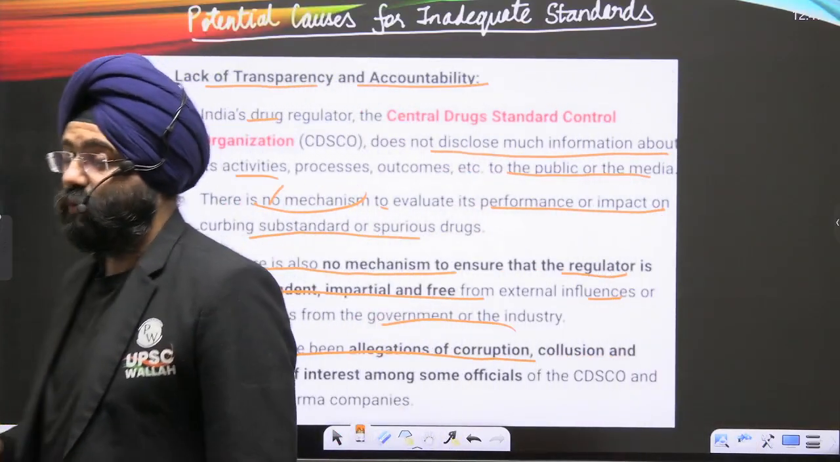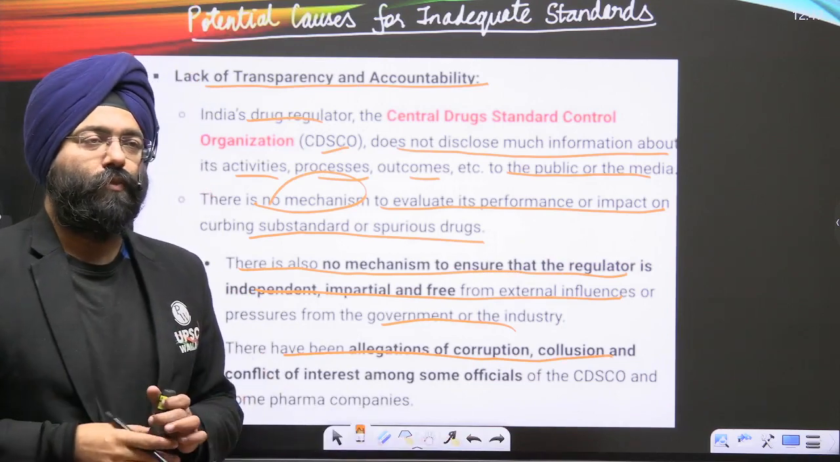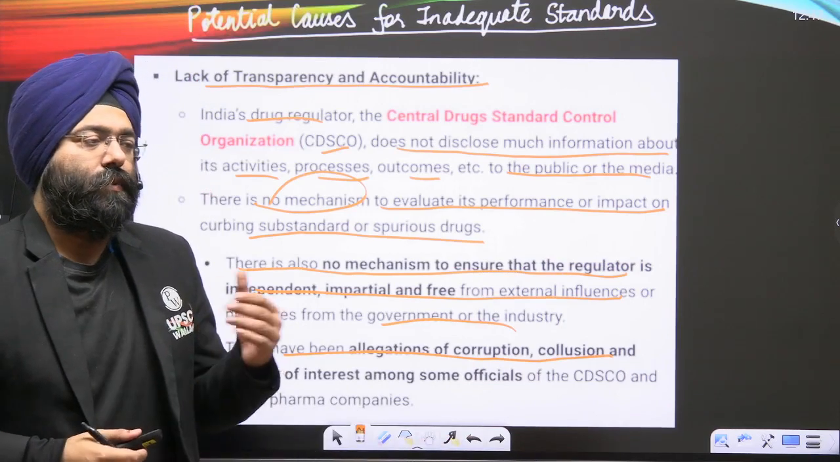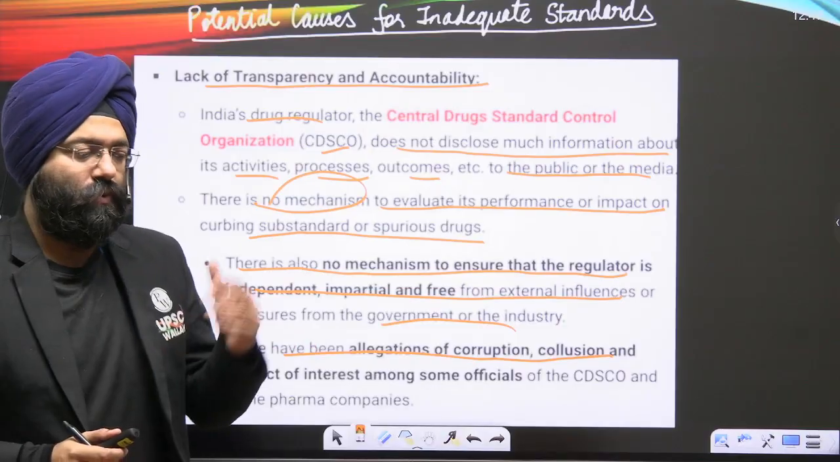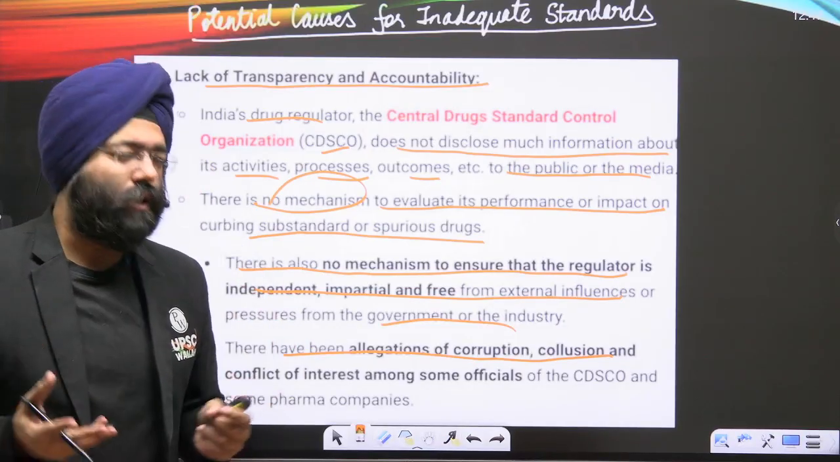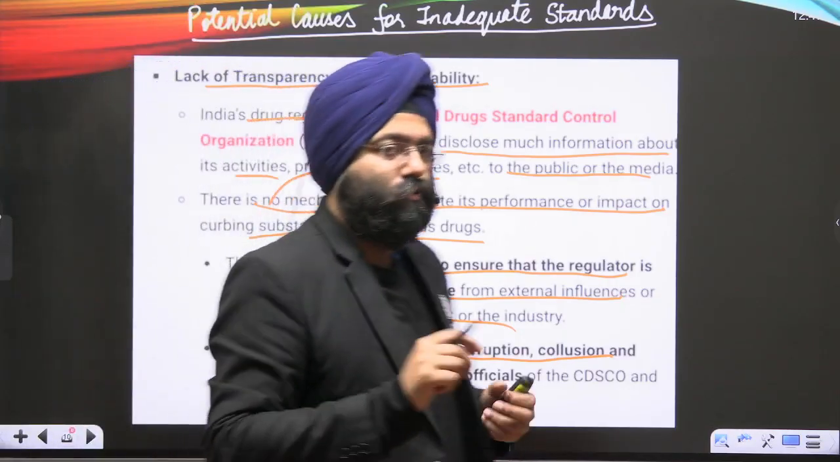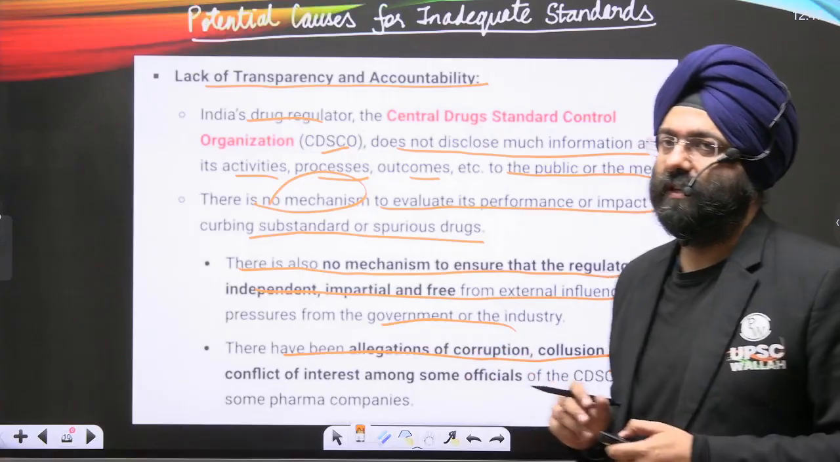So what does it come out to be? It comes out that there's a possibility that the body itself which is giving licensing, approving the manufacture, approving the sale, approving the import, if certain corruption breeds in, it is going to result in what? Substandard drugs coming into the market. That is the proper issue being concerned over here.